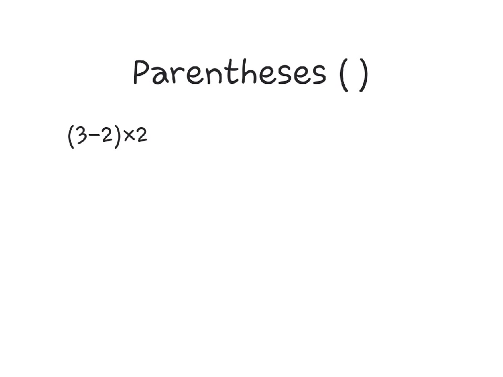Our first letter is P, which stands for parentheses, which look like these. This operation is the first step that should be completed before anything else. So looking at our example, 3 minus 2 in parentheses times 2, we would start with those parentheses. So 3 minus 2 equals 1 times 2 is going to give us the answer of 2. Now let's move on to our next step.